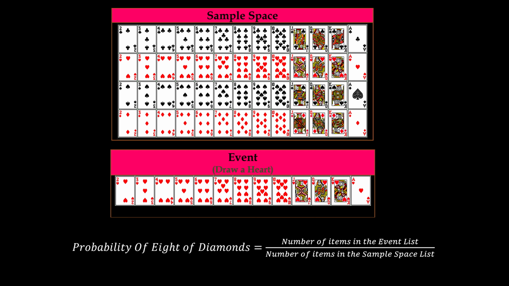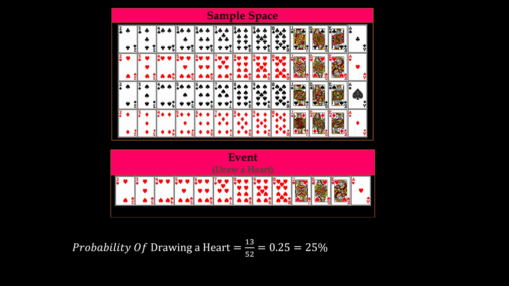There are 13 hearts in the deck, and there is a total of 52 cards. 13 over 52 is 0.25. In percent form, that would be 25%. So if I were to randomly pick a card from a standard deck, the chance that I will draw a heart is 25%.